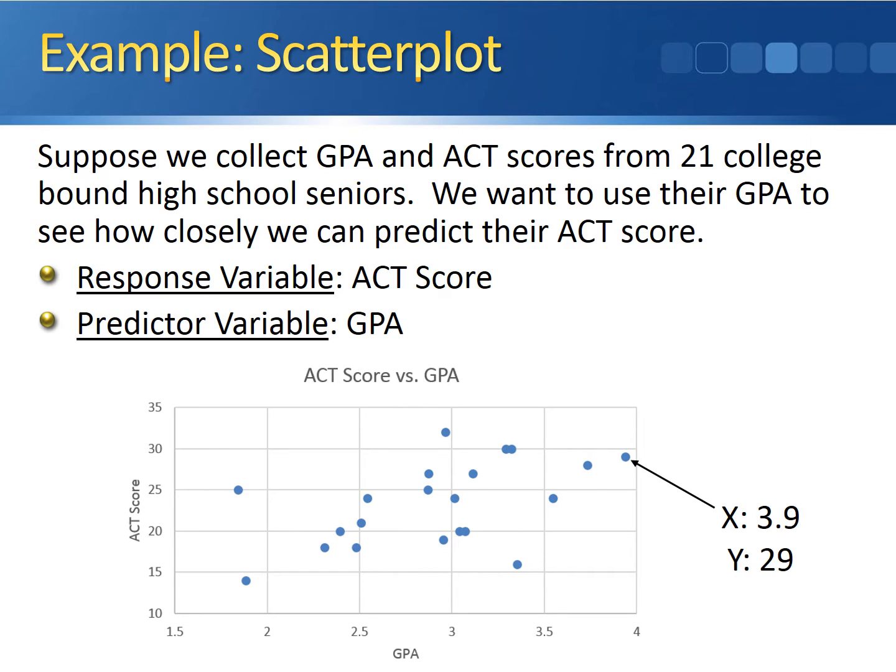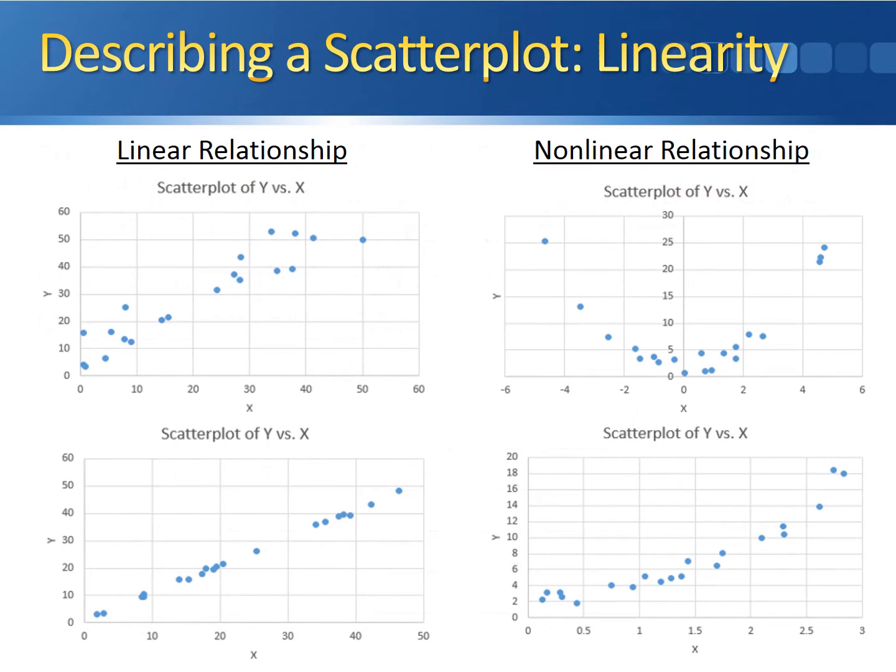Now this is all great, but we actually need a couple of different ways to describe the relationship between these two variables. One method of describing a scatterplot is based on its linearity. On the left, you see two scatterplots where there's a linear relationship between the variables. We could draw a straight line through those scatterplots, and a majority of the points would be relatively close to that line. This is what we strive for in linear regression.